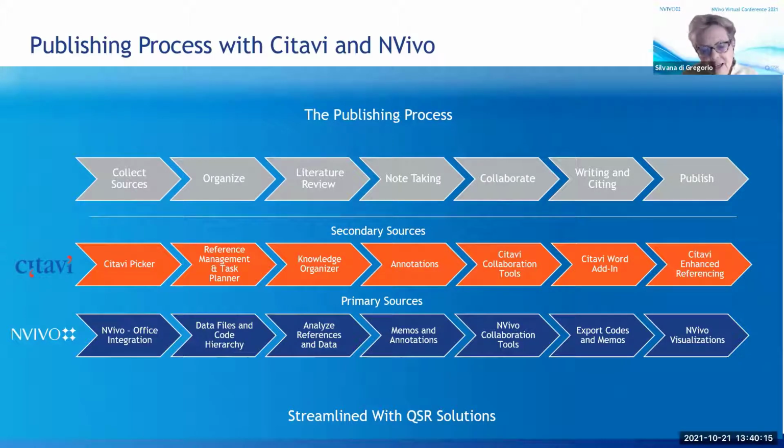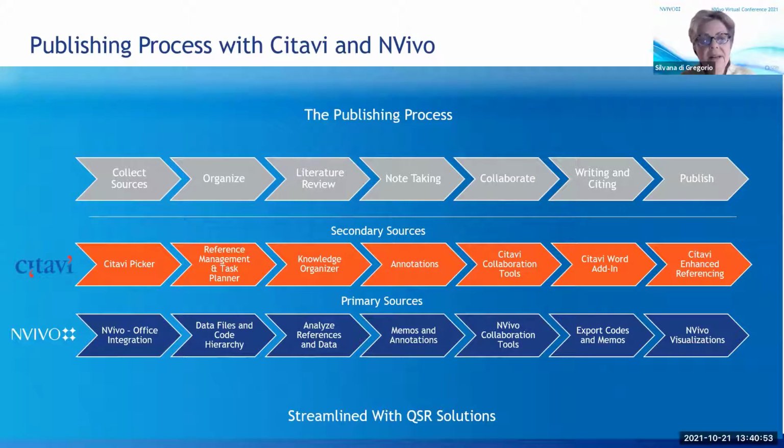At the top of this slide, you see a typical publishing process. Below, you see how that process is supported by Citavi for your secondary sources and by NVivo for your primary sources. If we start at the top and look at the publishing process from the very beginning, you would start with your literature review to collect your sources. For your empirical study, you would start collecting your data, whether it's empirical data, primary data that you're collecting yourself or that you're getting data off the web, etc.